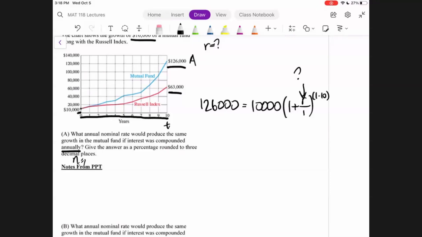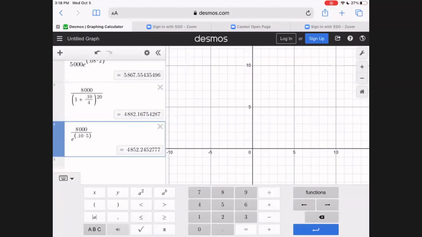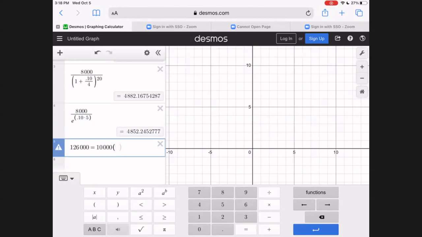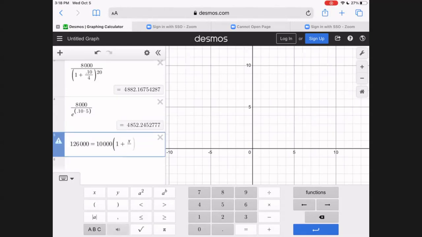So let me just take a picture. So if I go to Desmos here, and let's say I just want to type in the first half, and let's say I put equals, and let's say I put 10,000, parentheses. If I do 1 plus x divided by 1. So instead of r, type in x. Okay. And then raised to the parentheses 1 times 10.